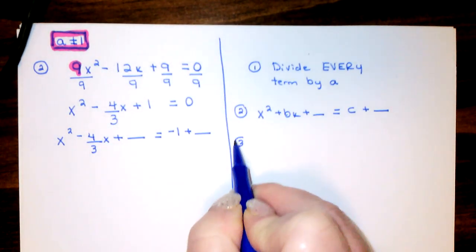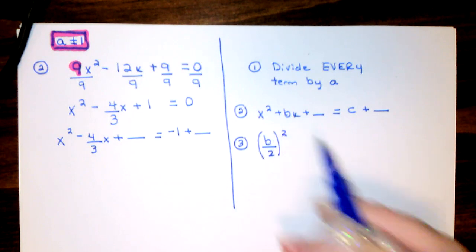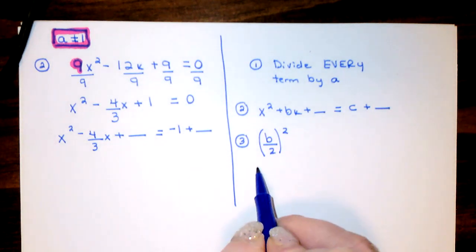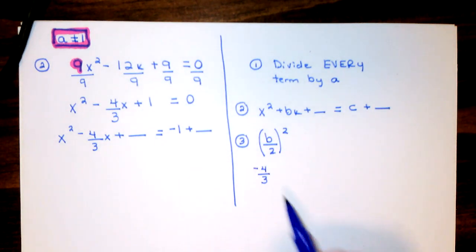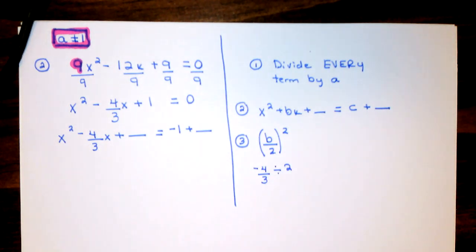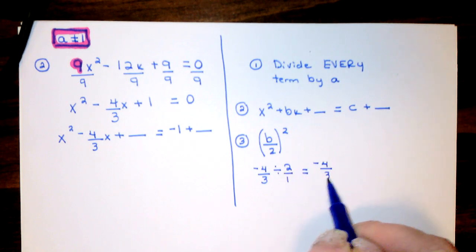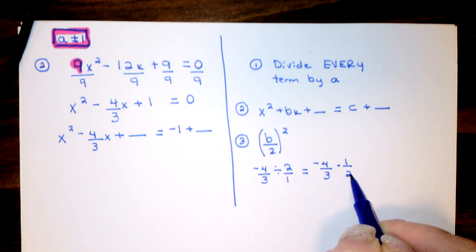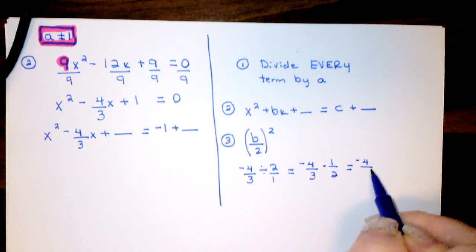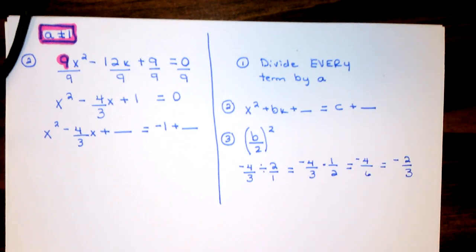Okay, step 3. Remember, we're going to half it, square it, put it in the blank. So we're going to do -4/3, and we're going to divide it by 2. Now, remember, when you divide fractions, it's like multiplying by the reciprocal. So I'm going to multiply by 1/2. That's going to give me -4/6, which reduces to -2/3.